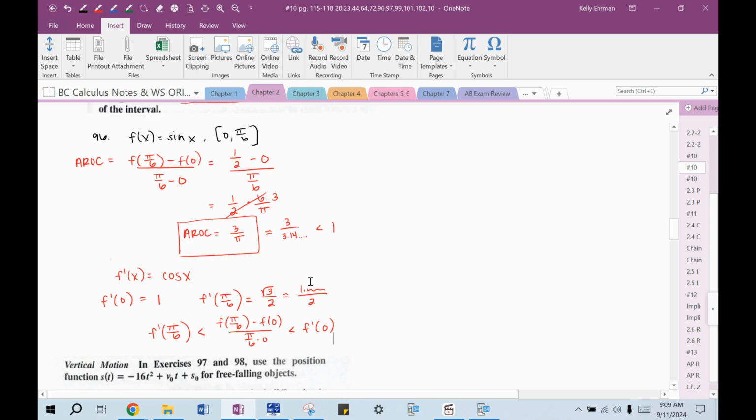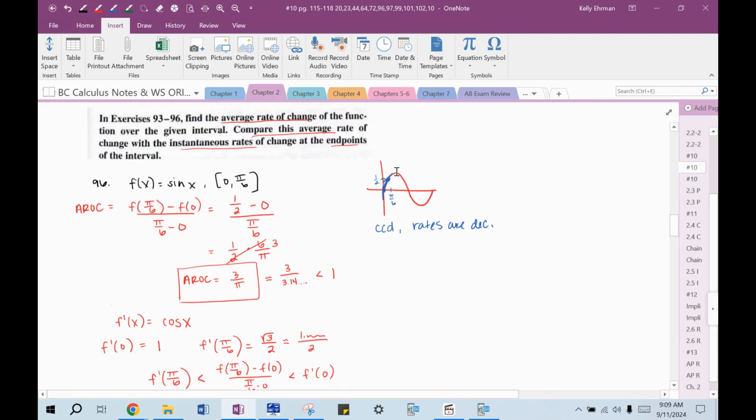But remember, instead of doing this numerically, if you're not quite sure how to compare these two, we should be able to very easily sketch a sine graph. There's one period of a sine graph. We're just looking between 0 and pi over 6, which is right here where the graph hits 1/2, right? So we're looking at this little interval. Again, this interval is concave down, so the rates are decreasing. So that also should help you, just like we did on the last problem. The tangent slope at 0 is the largest, and then the secant slope, and then the tangent slope at the end. So I got that both numerically and graphically for this one.